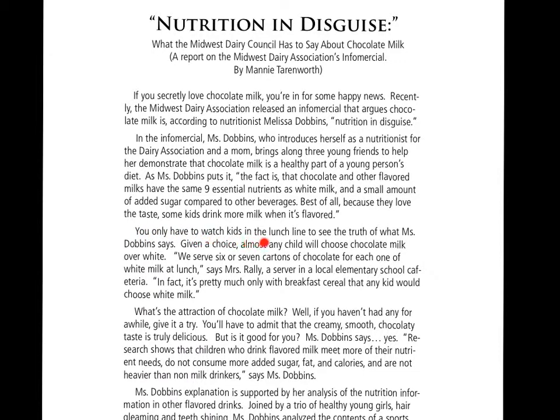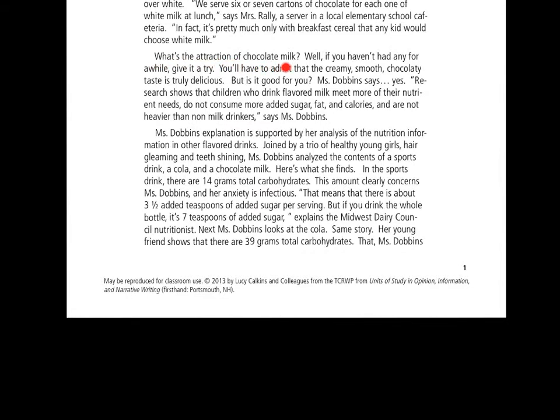You only have to watch kids in the lunch line to see the truth of what Miss Dobbins says. Given a choice, almost any child will choose chocolate milk over white. We serve 6 or 7 cartons of chocolate for each one of white milk at lunch, says Mrs. Raleigh, a server in a local elementary school cafeteria. In fact, it's pretty much only with breakfast cereal that any kid would choose white milk. What's the attraction of chocolate milk? Well, if you haven't had any for a while, give it a try. You'll have to admit that the creamy, smooth, chocolatey taste is truly delicious. But is it good for you?